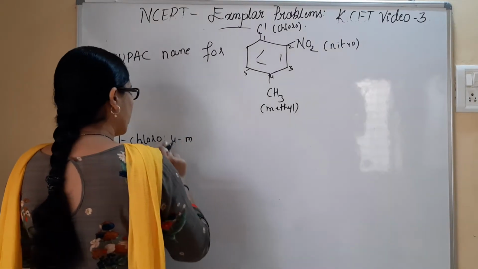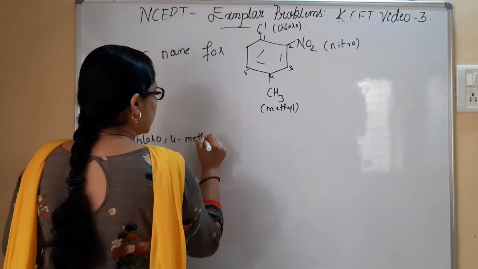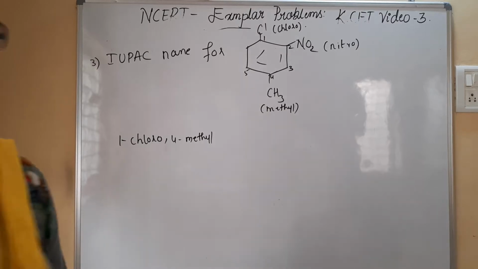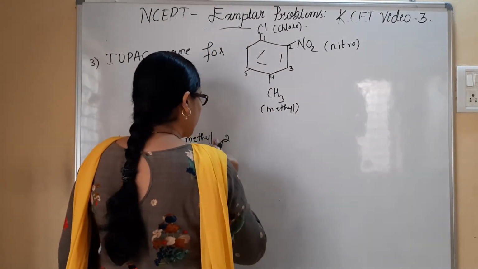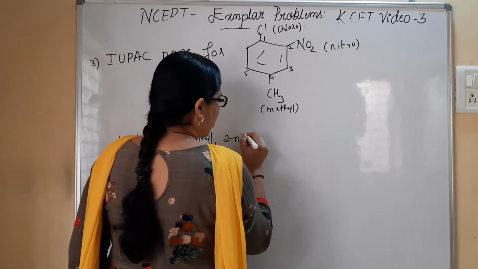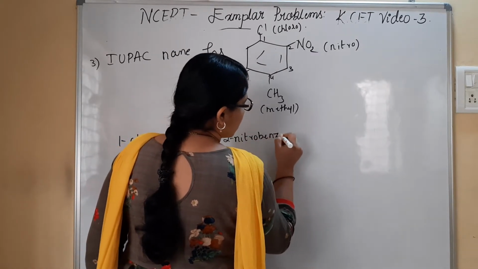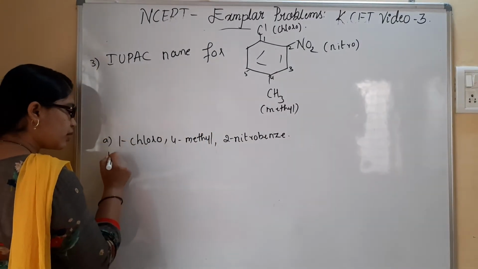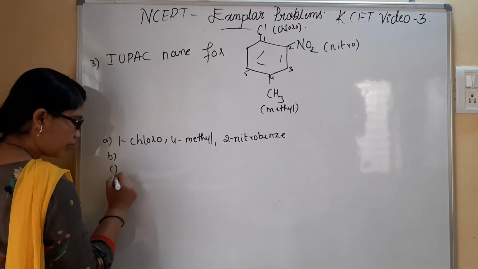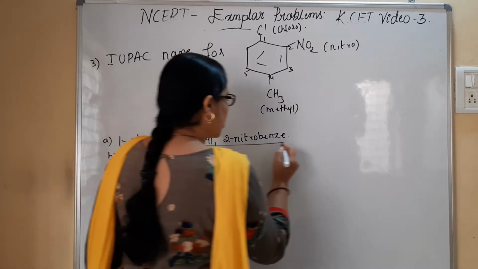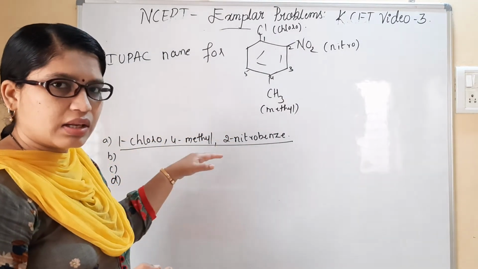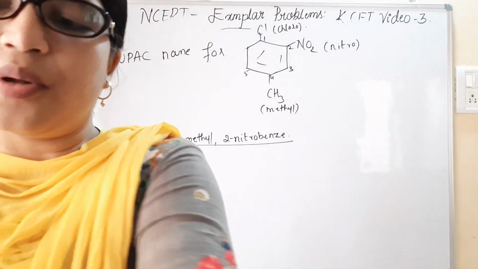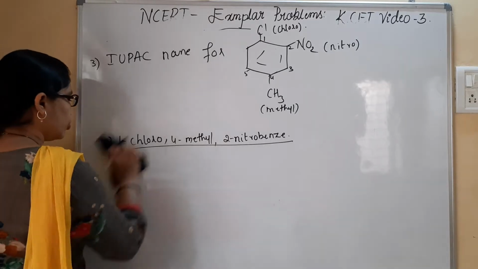So I will be writing 1-chloro, 4-methyl, then 2-nitrobenzene. So this is the exact name of this molecule. This will be your option A. Likewise, B, C, D will also be present. As we know, the correct name of this molecule is this one. We are going to ignore the rest of the options. So the correct option is this one. We'll move to the next after this one.